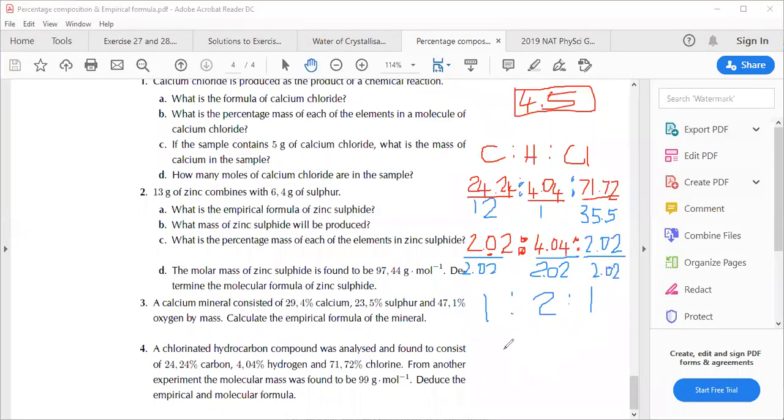Then you check here, my empirical formula: my C is going to be 1, my H is going to be 2, sorry, and my Cl is going to be 1. So the ratio is 1:2:1. So my formula is CH2Cl. Are we happy now? Okay, so we've answered the first part. We've done only the empirical formula. Now we need to go and find the molecular formula.